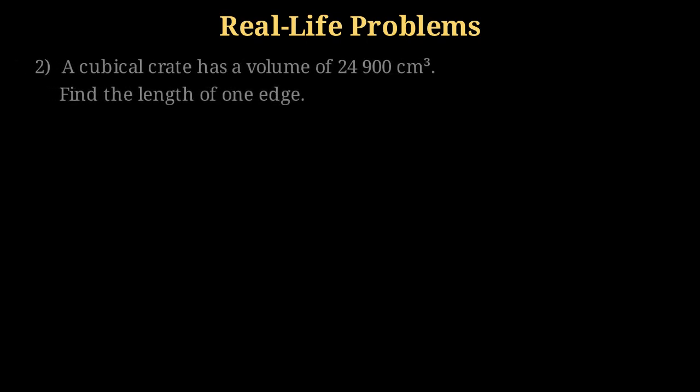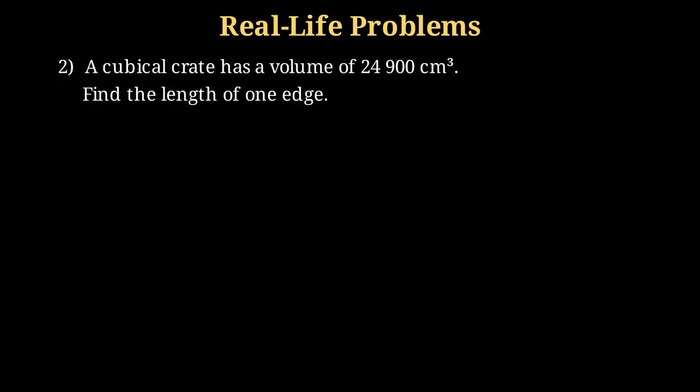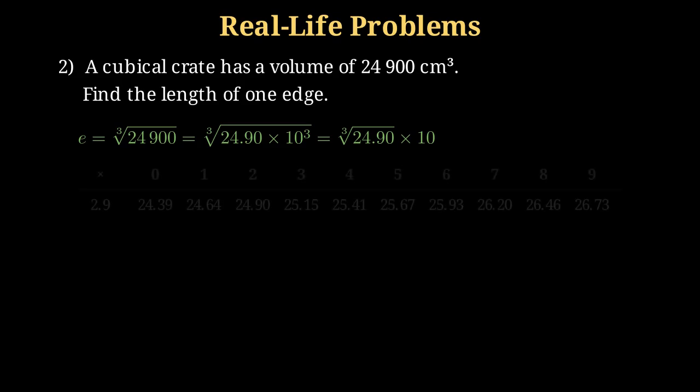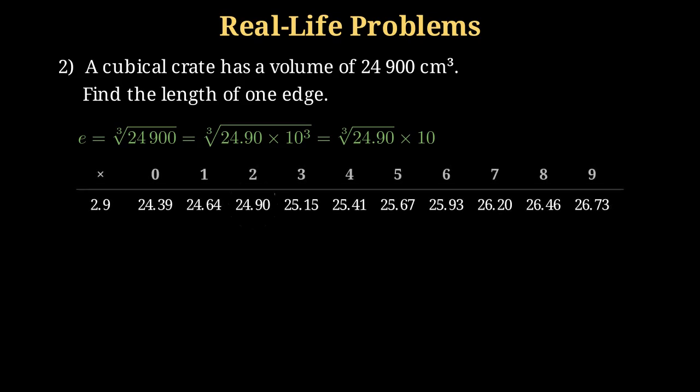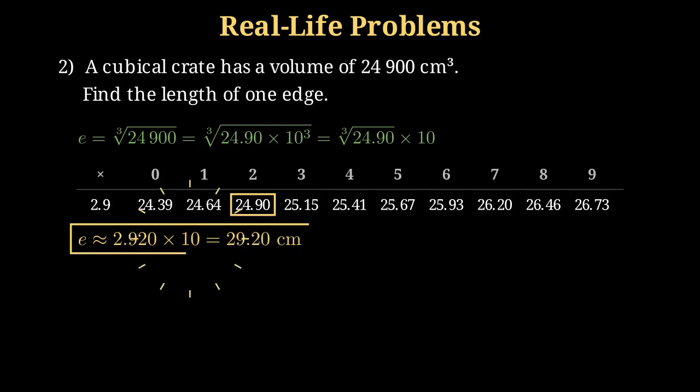Problem 2. A cubical crate has a volume of 24,900 cubic centimeters. Find the length of one edge. Too big for the table, so shift the decimal point 3 places: 24.90 times 10 cubed. And 24.90 is printed. Row 2.9, column 2. 2.920 times 10. Each edge is 29.20 centimeters, just under 30 centimeters. From volume to edge in 3 table moves.